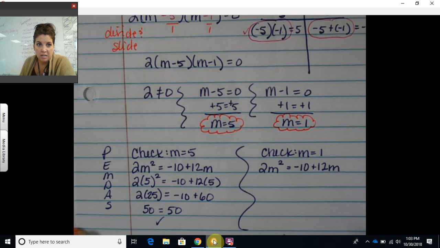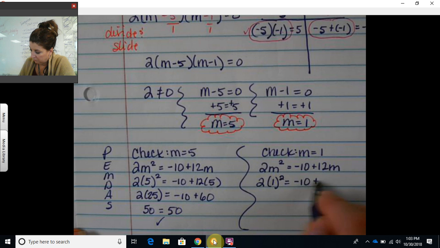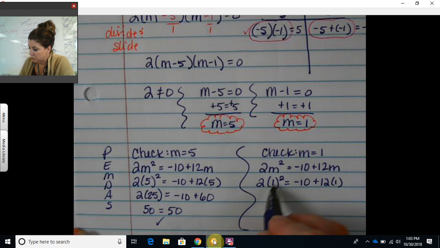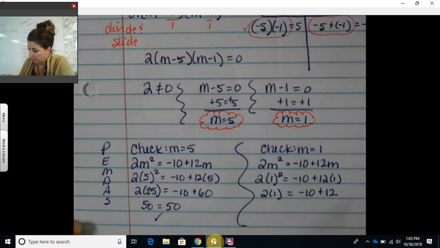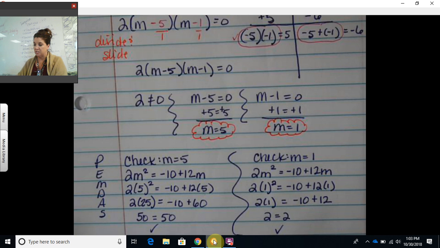Now I'll check m equals 1. So 1 squared is 1. So 2 times 1. And on the right side, I have negative 10 plus 12. On the left side, 2 times 1 is 2. On the right side, negative 10 plus 12 is 2. 2 does equal 2. True statement. So I know m equals 1 is actually a solution.